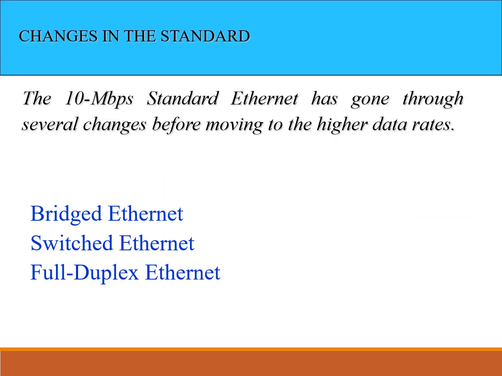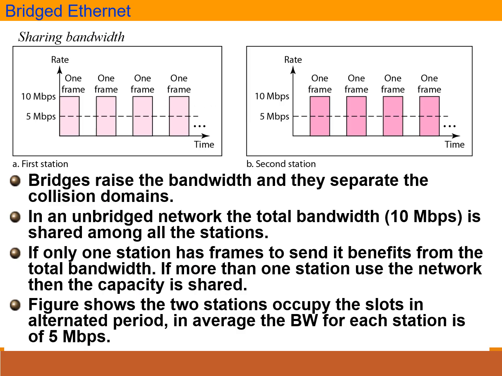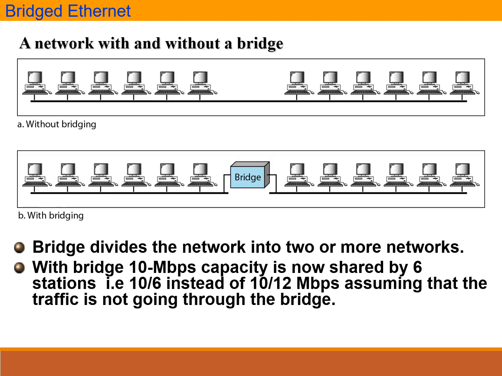The next thing we are going to see is bridged Ethernet, switched Ethernet, and full duplex Ethernet. Bridged Ethernet has two effects on the Ethernet. First one is raising the bandwidth, and then separating collision domains. Without using the bridge in the Ethernet network, just see the diagram here, the total capacity is shared among all the stations with a frame to send. So those stations share the bandwidth of the network.